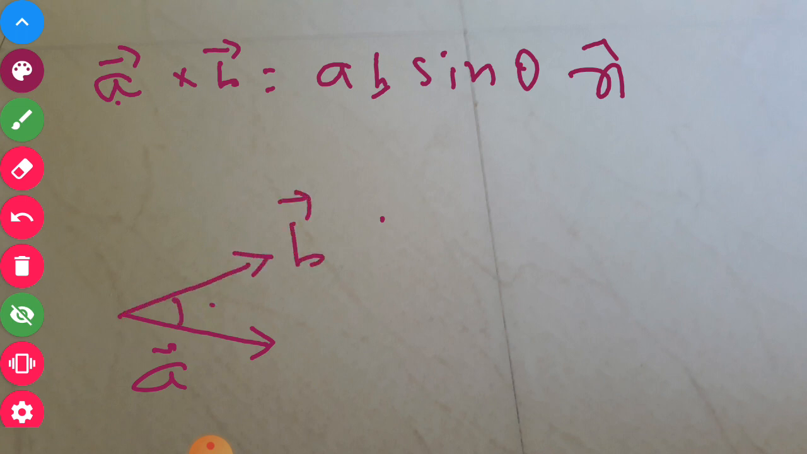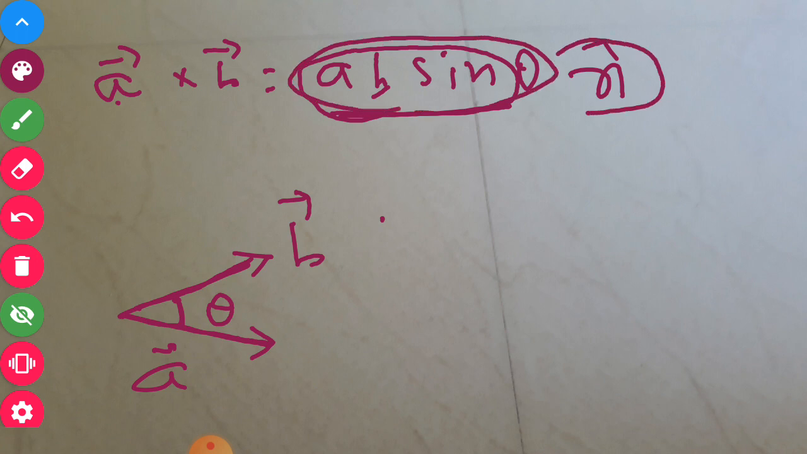Angle between them is theta. Now AB sin theta is to be found. It is very easy. A is the length of vector A, B is the magnitude of B, and theta is say 30 degrees. Then take sin 30, and you will get the value of AB sin theta.